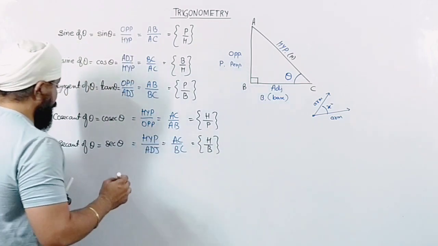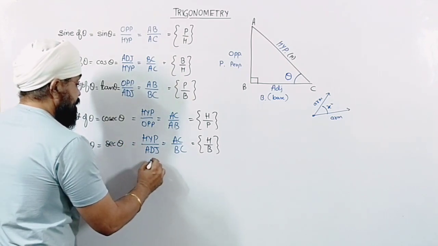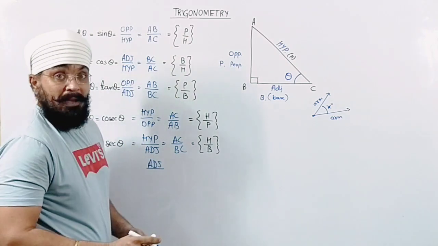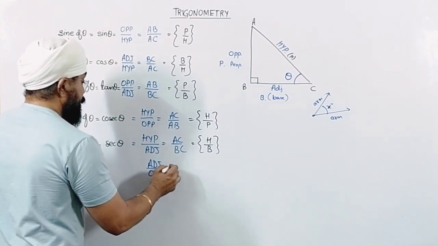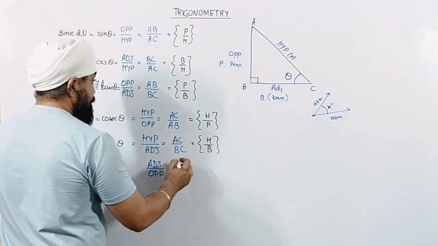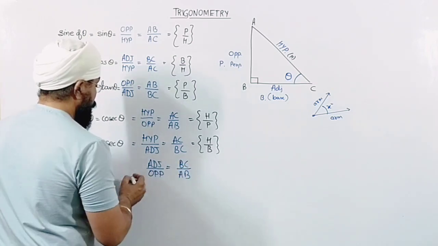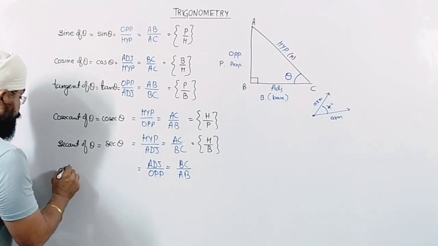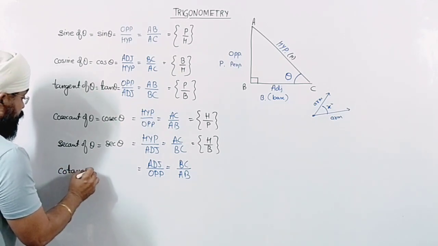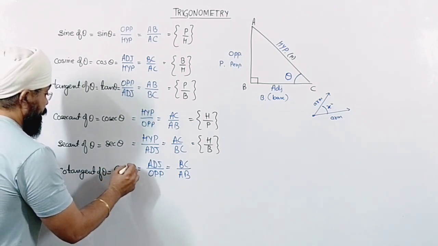And finally the last one, I am taking the adjacent side upon opposite. Clear? So if I take adjacent upon opposite, adjacent means BC and opposite is AB, and this is known as cotangent. Cotangent of theta, or we write cot theta.